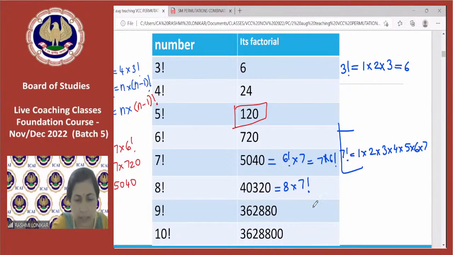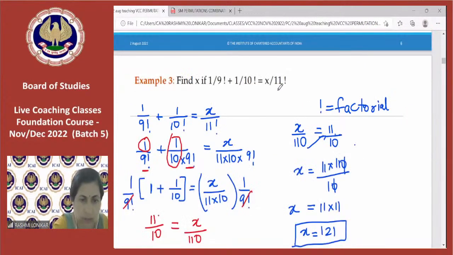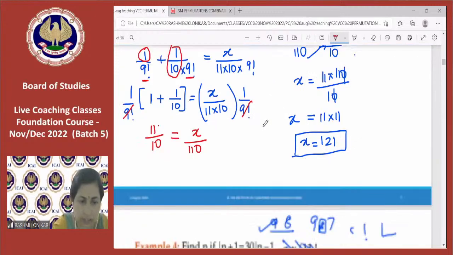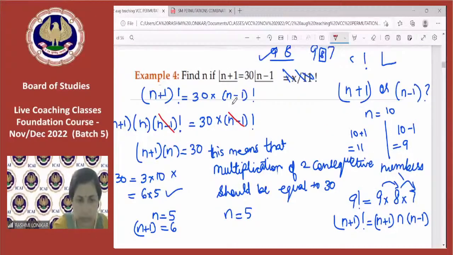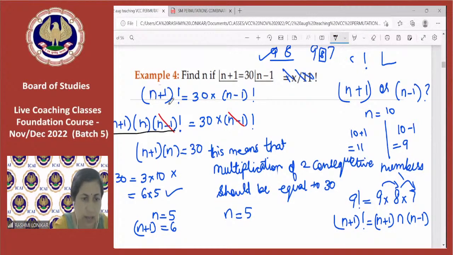Then we did this sum, simple sums. We found out the value of x. And here we use this property: n plus 1 factorial can be written as n plus 1 into n factorial. We have used this property here. N plus 1 factorial can be written as n plus 1 into n factorial.